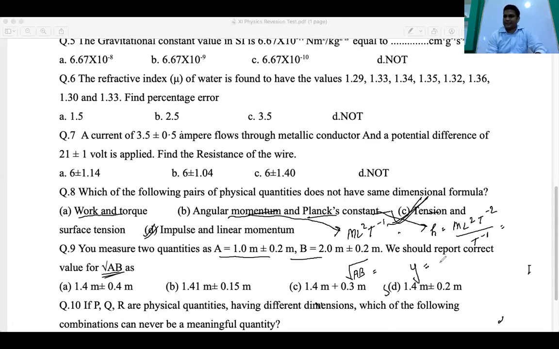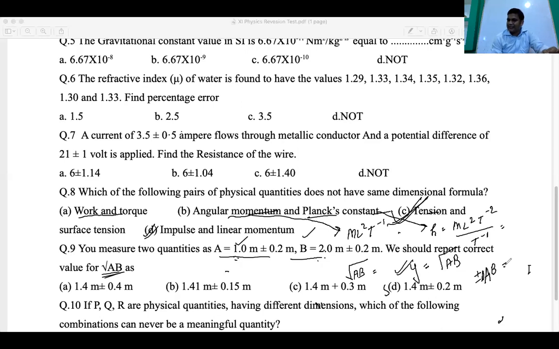Now you are willing to calculate under root AB. For AB, you can just multiply these two. This will be 2 only. But if you are willing to calculate plus minus delta under root AB, for that you need to write it in a certain manner.